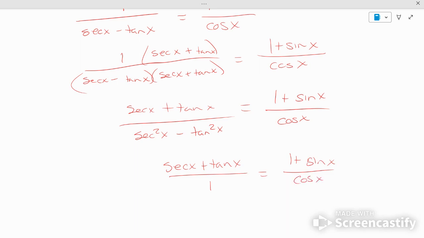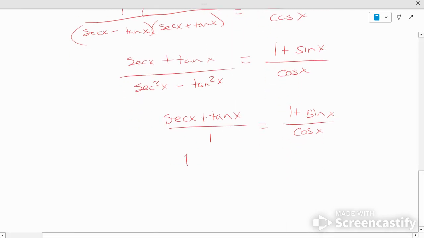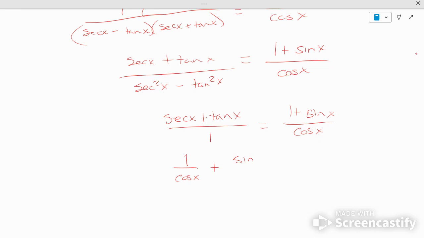But I'm not done yet. This side is 1 plus sine of x over cosine. This is secant of x plus tangent of x over 1. How do I rewrite secant of x into sines and cosines? 1 over cosine of x. What is tangent? Sine over cosine. One plus sine over cosine.